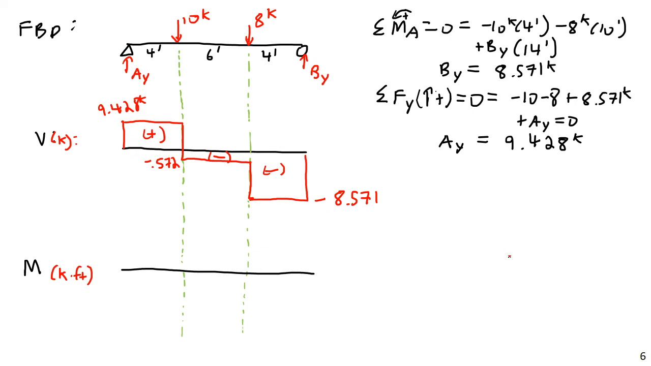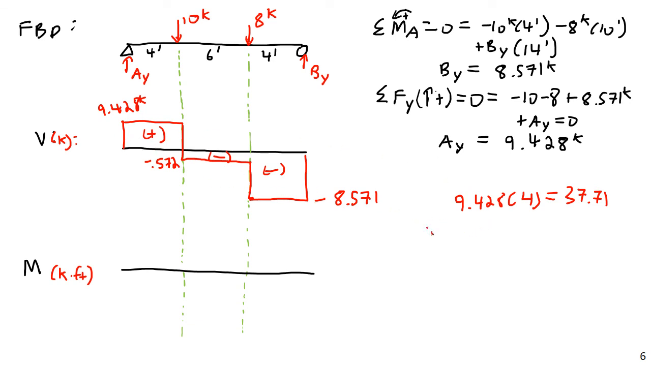So what I need to do is find the area under each of these, because again, the area under the shear diagram is going to be equal to the change in the moment diagram. And so let's just get the areas of these. I'm going to get the area of this, this, and this. The first region, the area is 9.428 times 4, and this is going to be 37.71. That's for the first box.